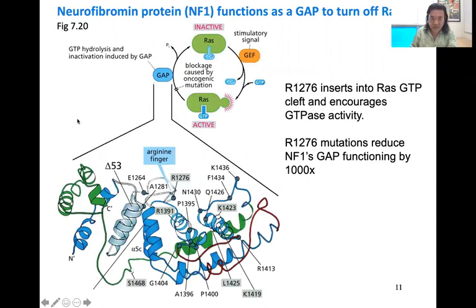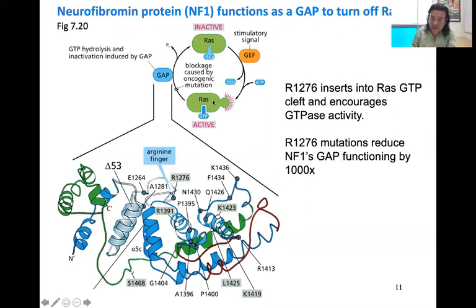So NF1 is a protein that functions as a GAP, right? Remember what we learned about what a GAP is? A GAP is a GTPase activating protein. It is in charge of encouraging RAS to turn off.